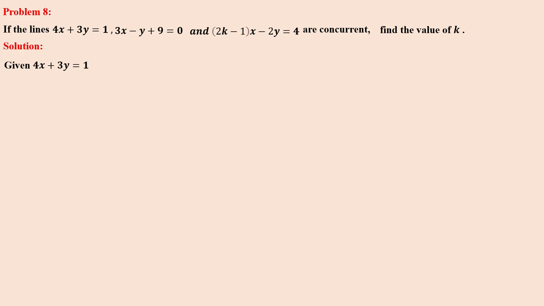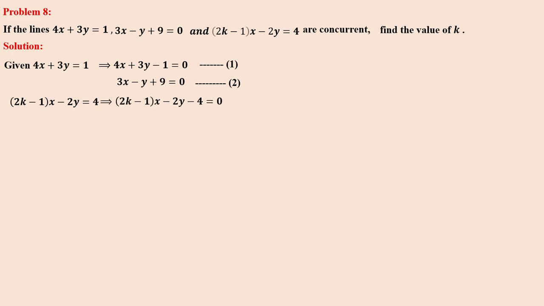So given the three lines: 4x plus 3y equal to 1, that is 4x plus 3y minus 1 equal to 0, equation number 1. Second equation, 3x minus y plus 9 equal to 0. And the third one, (2k minus 1) into x minus 2y equal to 4, that implies (2k minus 1)x minus 2y minus 4 equal to 0, third equation.